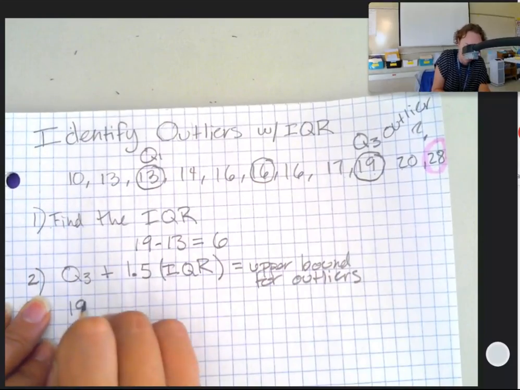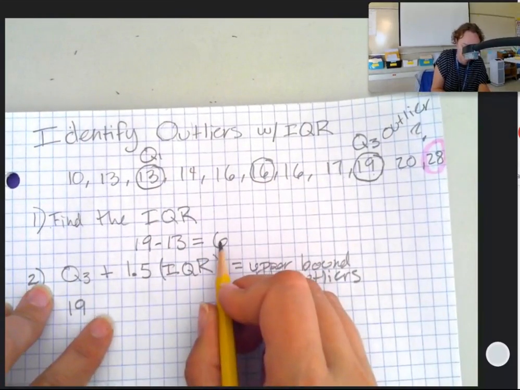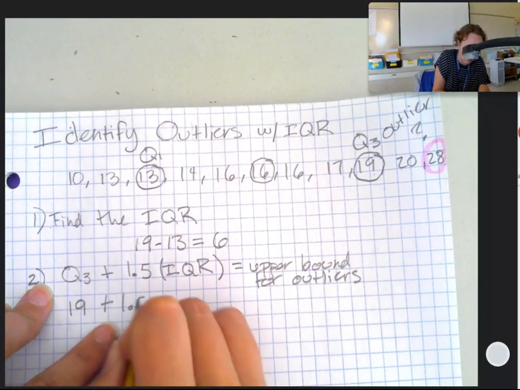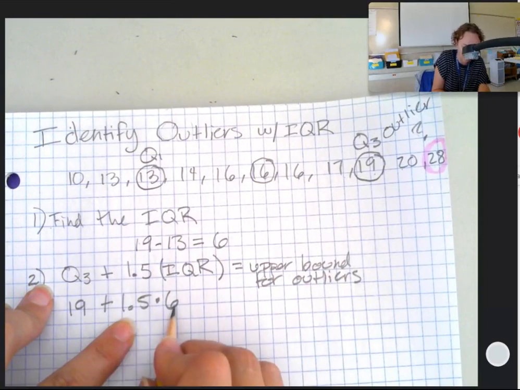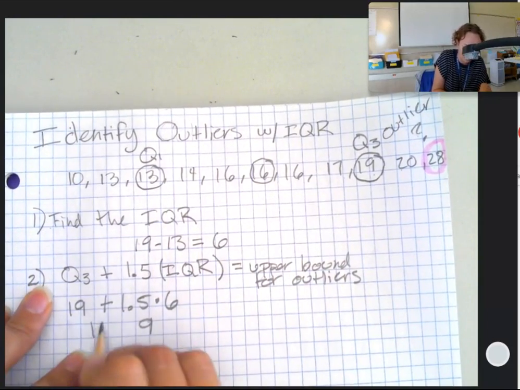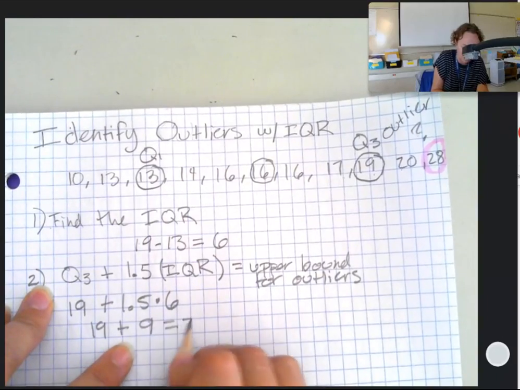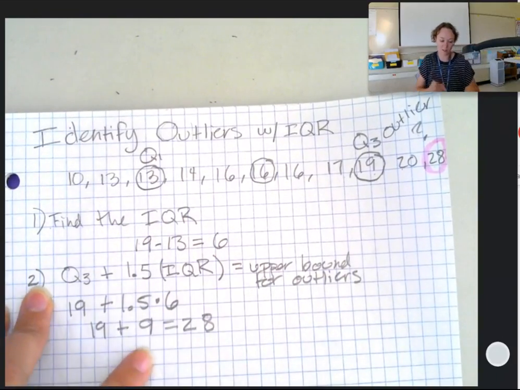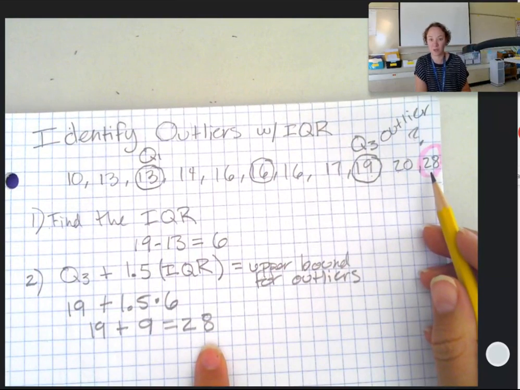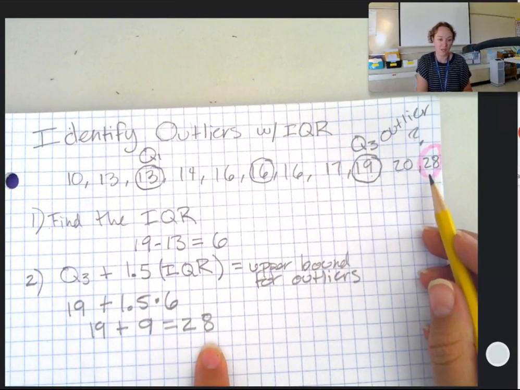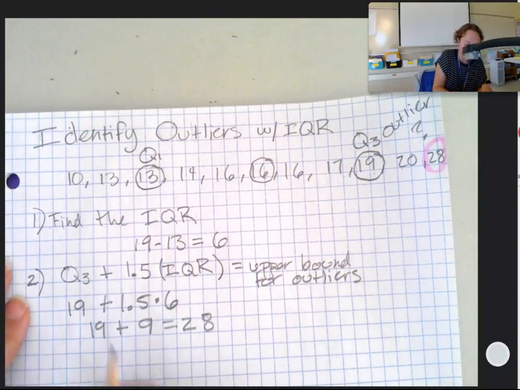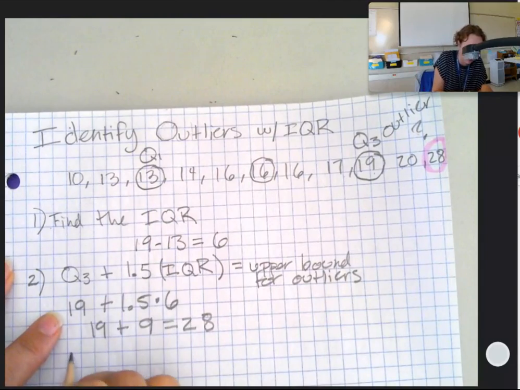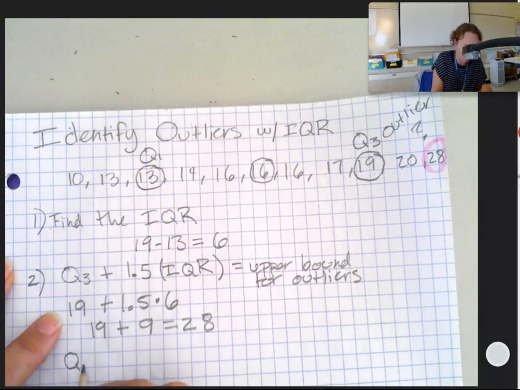So 19 is Q3, IQR is 6. So 19 plus 1.5 times 6, 1.5 times 6 would be 9. So 19 plus 9 is 28. That is exactly the number we have there. It has to be above that to be an outlier. So we're safe for now. Let's check for lower numbers, not that there's any likely candidates, but just to show how it's done.